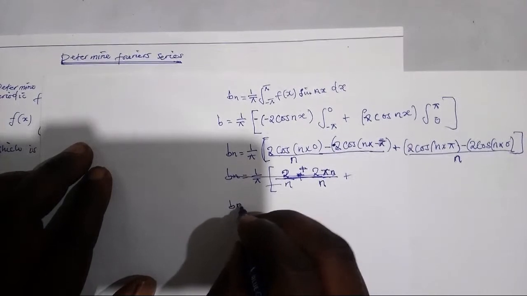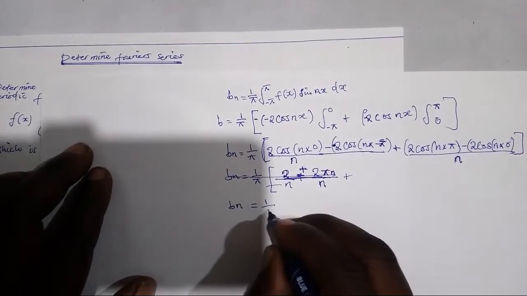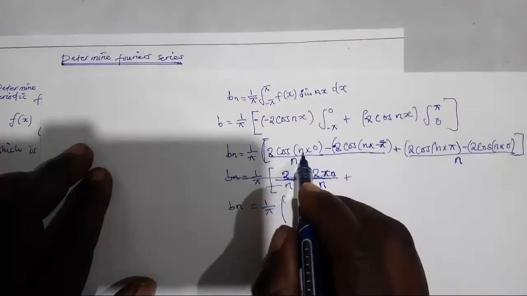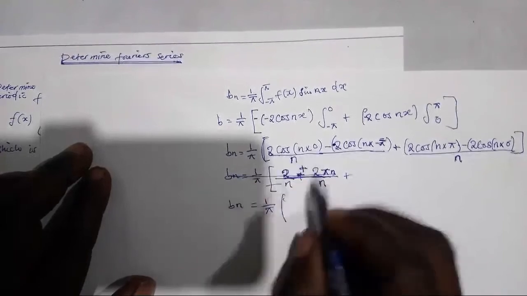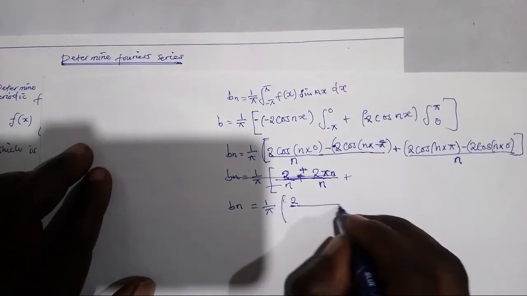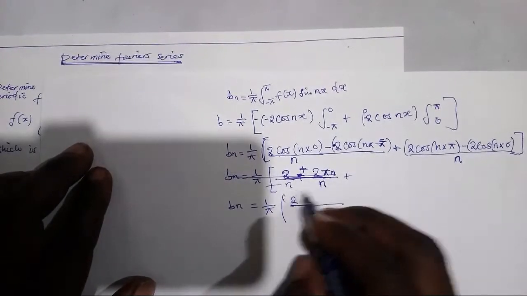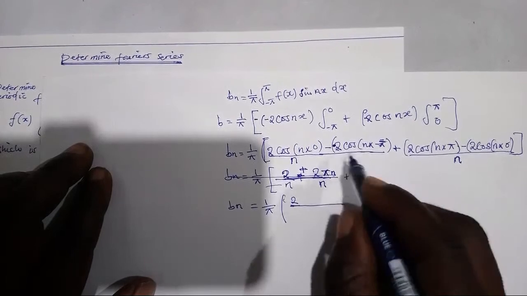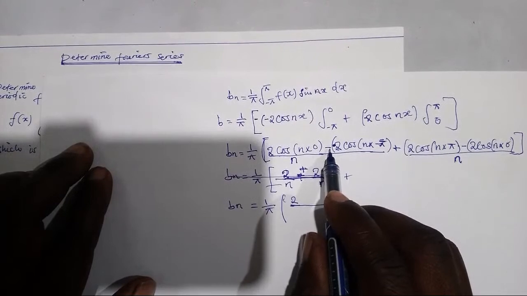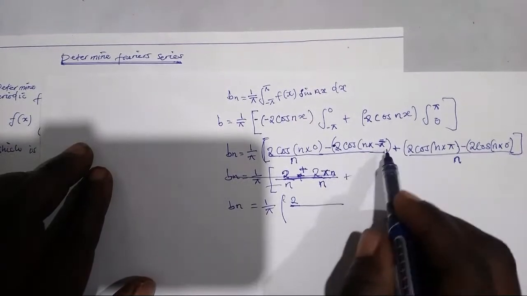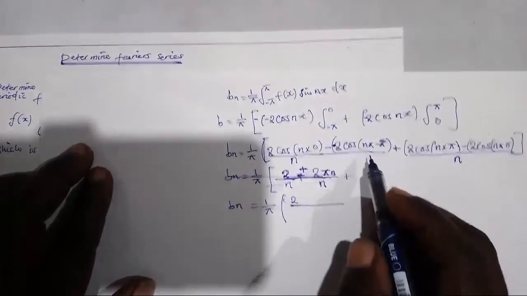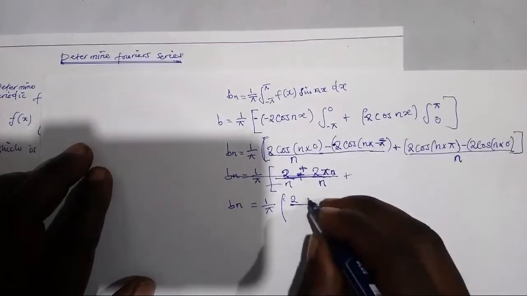bn should be equal to 1 over pi, then open bracket. Then here, cos 0, we say that it is 1. 1 times 2, we have 2 over, here we have 2, okay? Then here we are going to have, because this one is negative here, it is 180 at negative 180, okay? With this negative, we are going to have positive here.